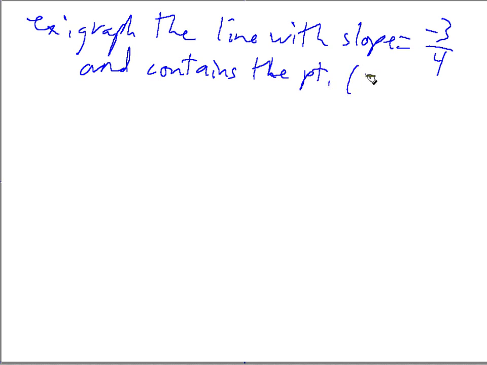Let's say the point is negative 2, 2, for example. So I have a line that goes through this point, negative 2, 2, and it has this slope. So how do I go about graphing it? Look, I didn't give you the equation this time, so no equation is given. So how do I go about graphing such a line?